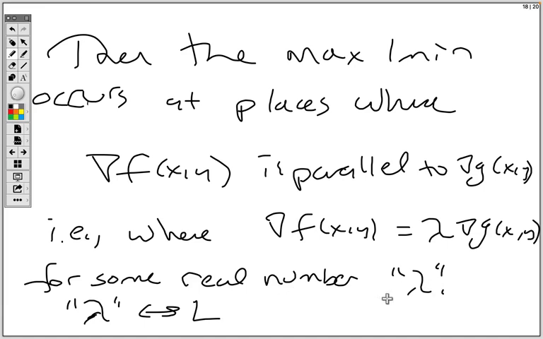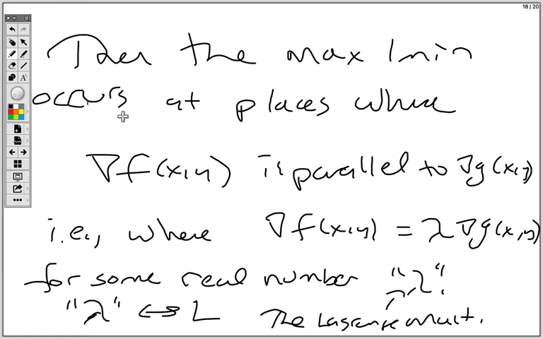So this number lambda is actually called the Lagrange multiplier. There's a nice little project, and I kind of hint at this at the end of the handout: what does a Lagrange multiplier mean? Because in economics and things like that, the actual Lagrange multiplier has some specific significance. But basically, it's telling you these maxes and mins are going to happen when these gradients are parallel.